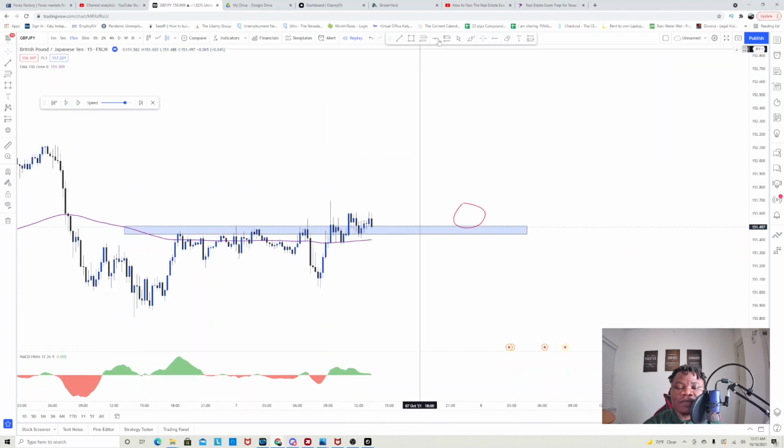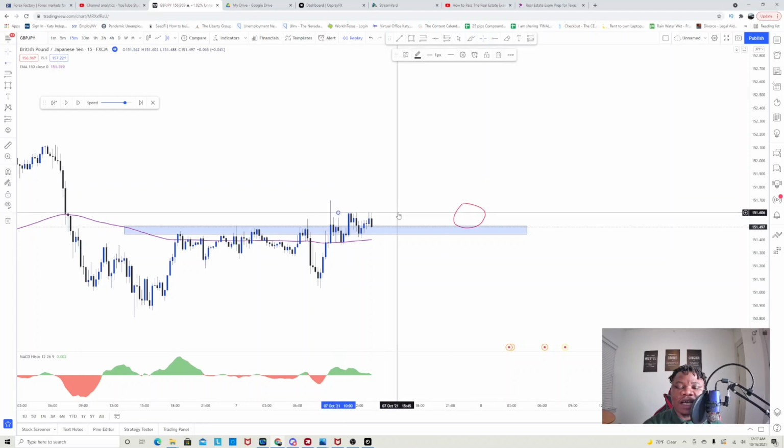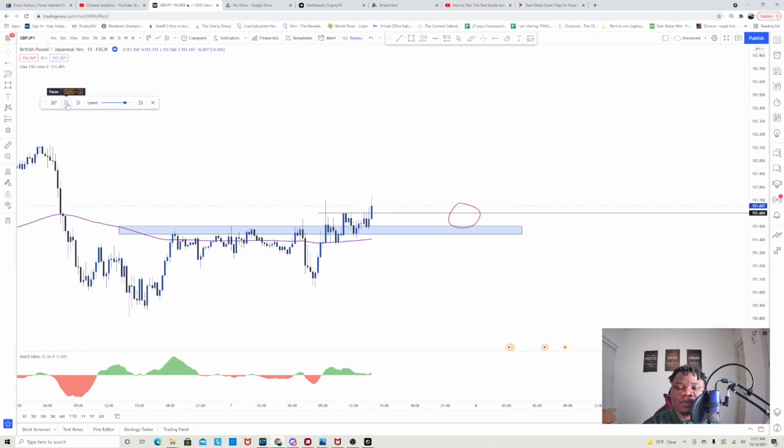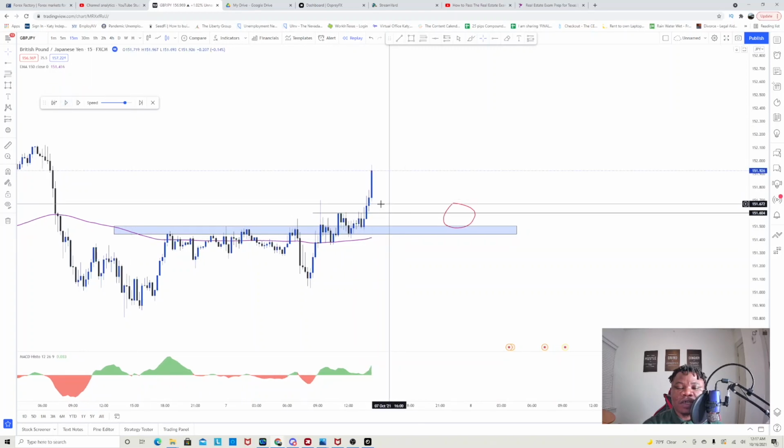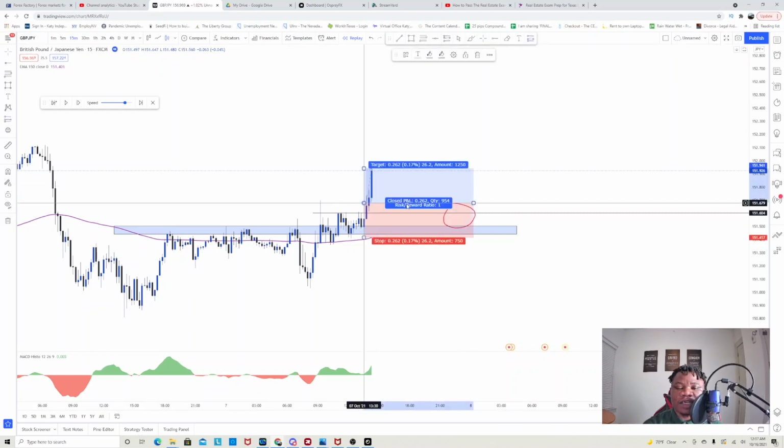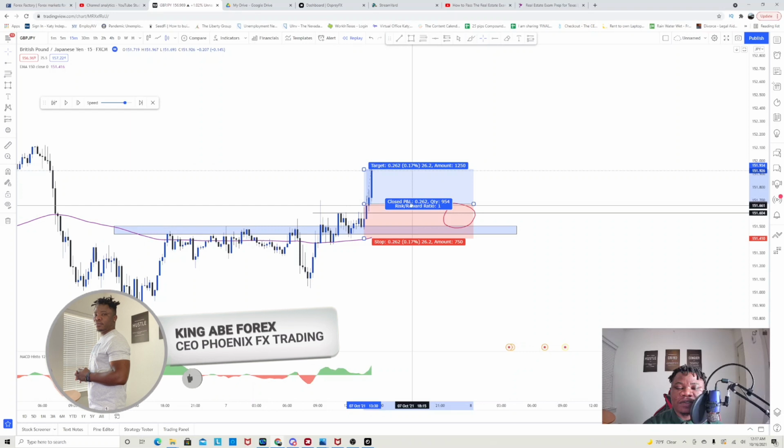For me, before I get in, I will wait for price to actually be above this zone over here, because price started kind of ranging right there. So I need to see a break and close above this zone here. So let's see. Now we have a break above that zone. Now I'll have my entry right over here.